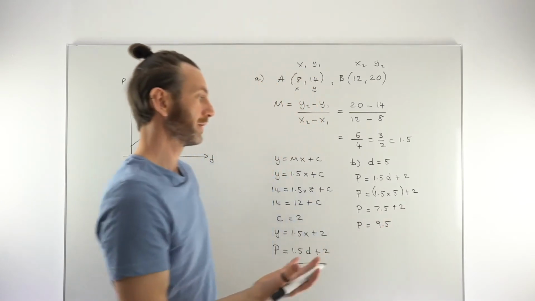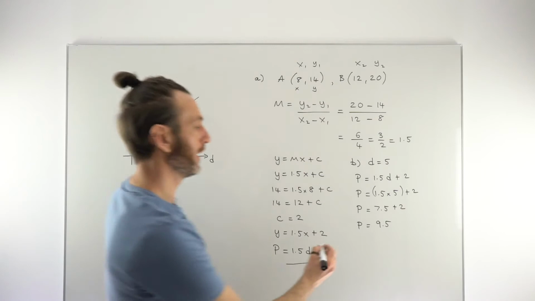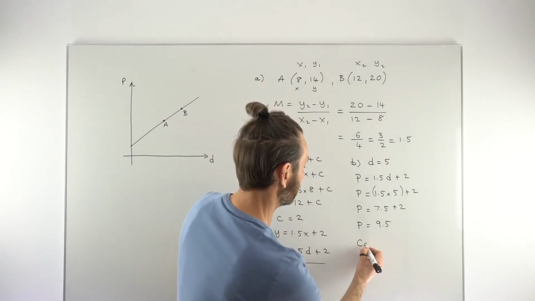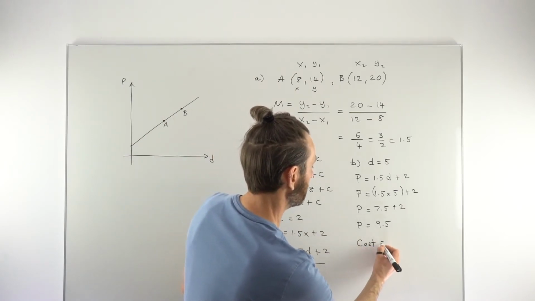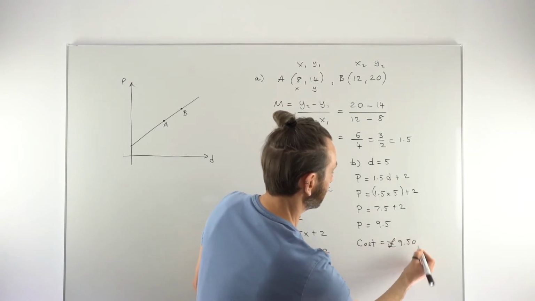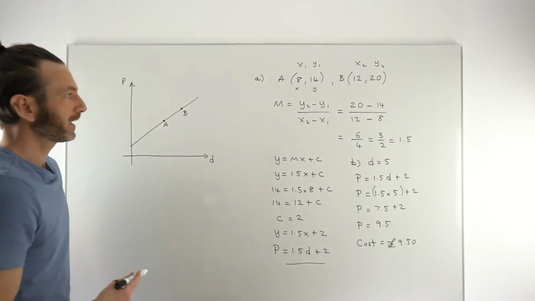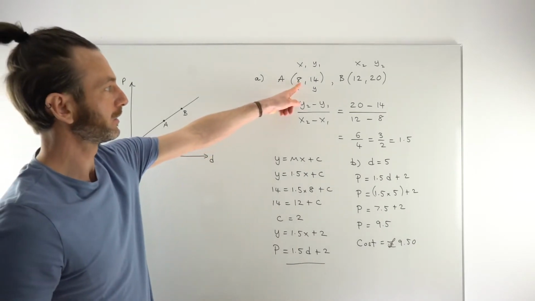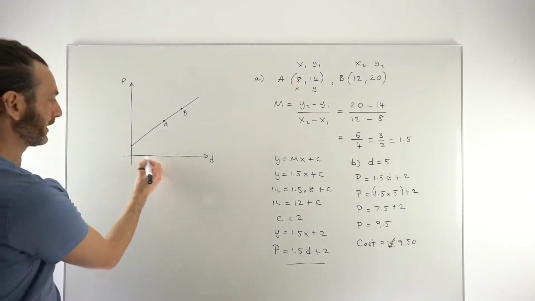9.5. Now remember that it's a price, it's a cost, it's in pounds. So you would say, finally, that the cost is equal to £9.50. And if you think about it, so point A here was at 8, 14, so that was 8 along and 14 up.